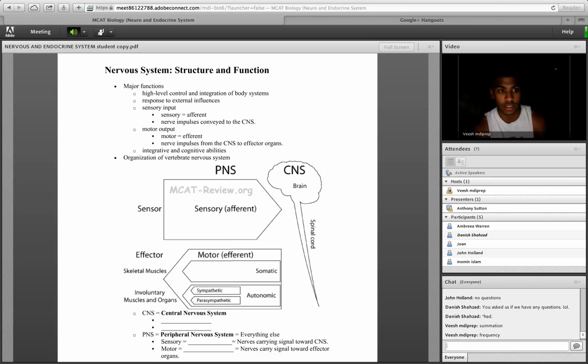So sensory neurons, which I briefly mentioned earlier, are also called afferent neurons with an A, and these are the ones where you're getting signals from the body back to the central nervous system. Whereas the motor neurons are the efferent neurons. It's the other way around. You're going from the central nervous system to the effector organs.